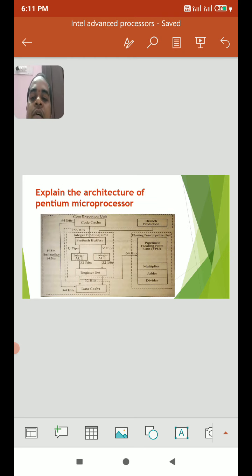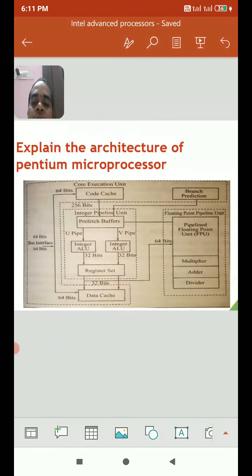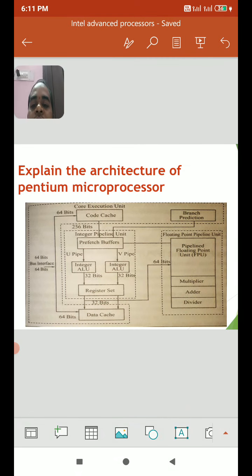When we revise once, the architecture of the Pentium microprocessor has 3 units present. The first unit is called the core execution unit. It contains 3 blocks: one is the code cache, the second is the data cache, and the third is branch prediction. The second stage is the integer pipeline unit. In the integer pipeline unit, the main blocks are prefetch buffers and 2 pipes, integer ALUs, U pipe and V pipe.